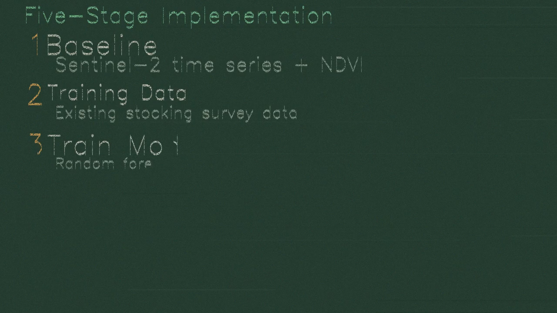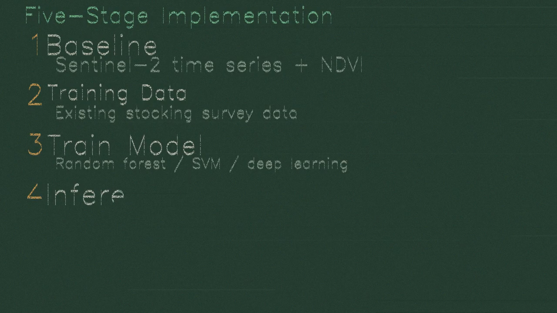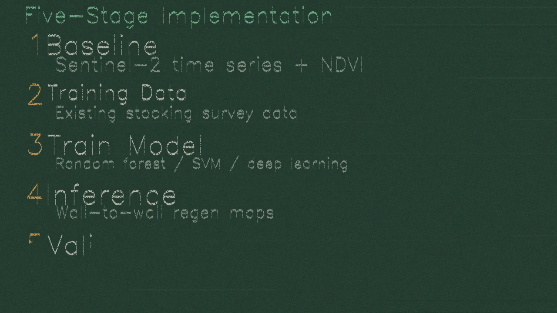Third, you train the model. Random forest and support vector machines are the most common classifiers, though deep learning approaches using temporal convolutional neural networks are showing improved accuracy, especially when you leverage the full-time series rather than single dates. Fourth, you run inference across your entire management area, generating wall-to-wall maps of regeneration status, stalking density estimates, and growth trajectory classifications. Fifth, you validate with targeted field checks. Instead of surveying every block, you send crews only to blocks where the satellite-based assessment flags concerns.